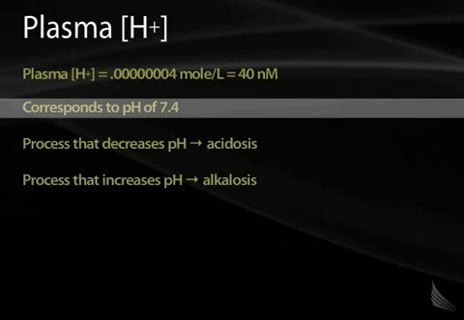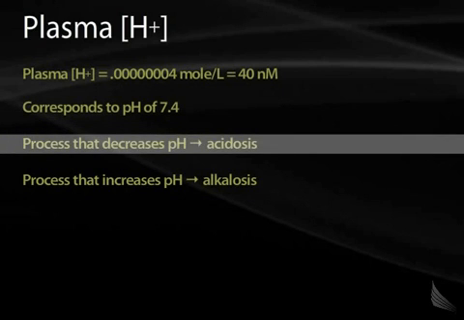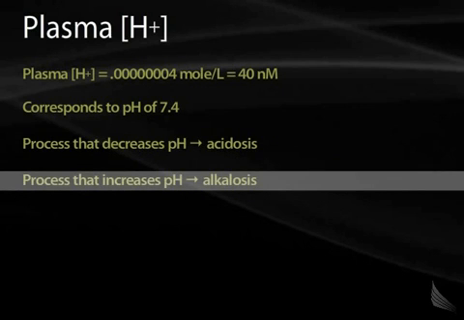Right now we should make the distinction between acidemia and acidosis and alkalemia and alkalosis. Acidemia and alkalemia reflect the pH of the blood measured. Acidosis and alkalosis refer to processes. A process that decreases body pH or increases free hydrogen concentration, leading to acidemia, is called an acidosis, whereas a process that increases pH, decreasing plasma hydrogen concentration, is called an alkalosis. An alkalosis will then lead to alkalemia.